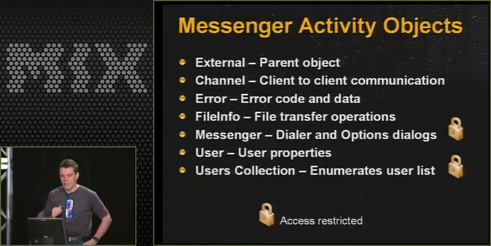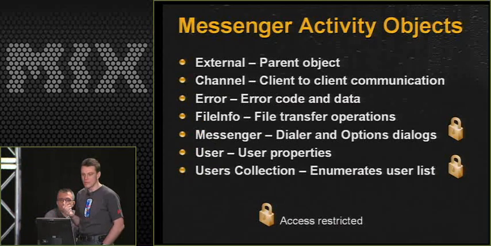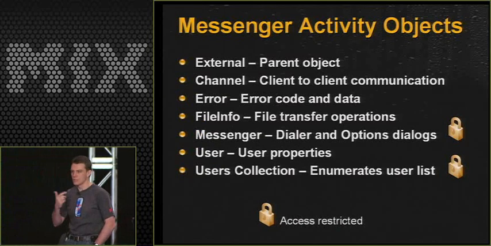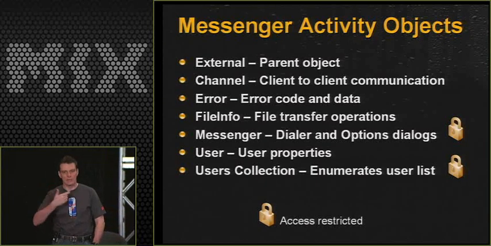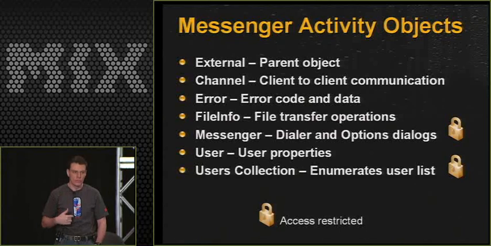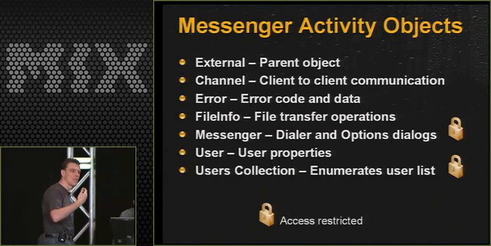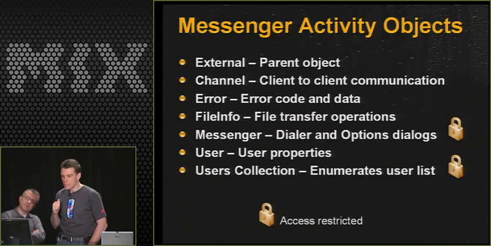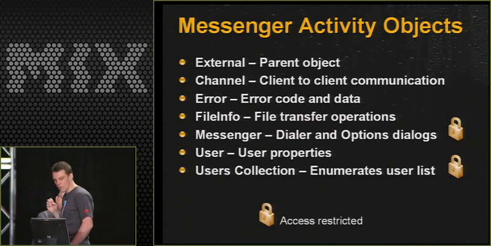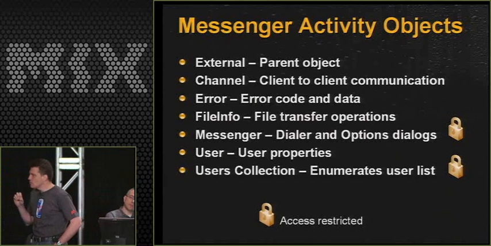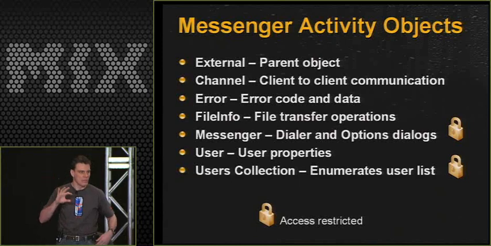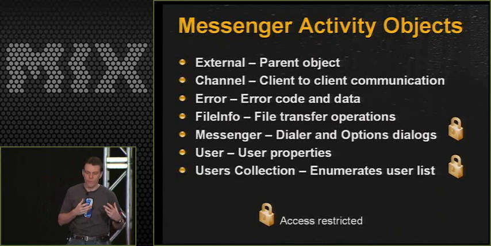So here are the Messenger activity objects. The main one to think about here is the channel object. That channel object is actually how client-to-client communication happens. So we have channel.data, and I'll talk more about this, how data is passed between two clients, when the application is started, when the application is closed, if there's an error, the type of connection, whether it's direct or indirect, and you're looking through these different things. You notice here that in the messenger and user collections, access is restricted. It's restricted in the sense that obviously the dialer and option dialogues, we don't want to be able to start changing people's settings, so we restrict that for a reason.